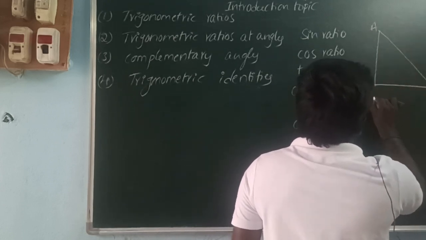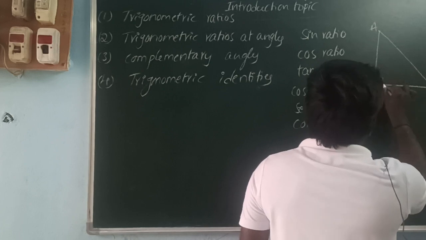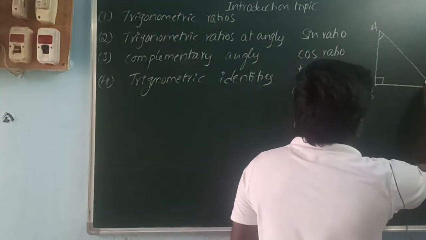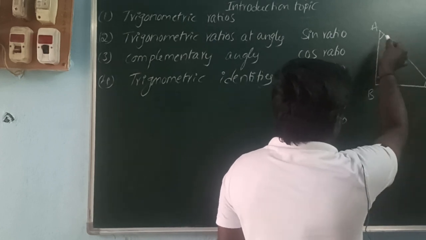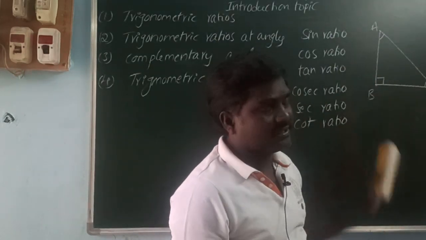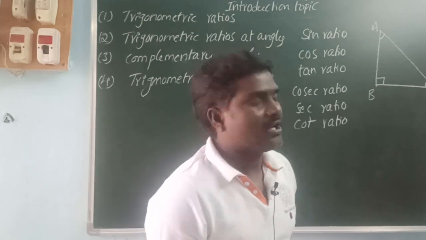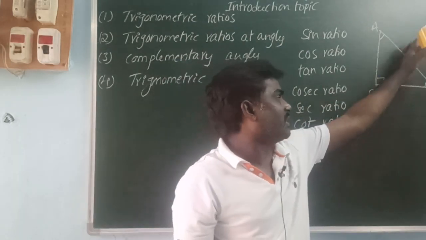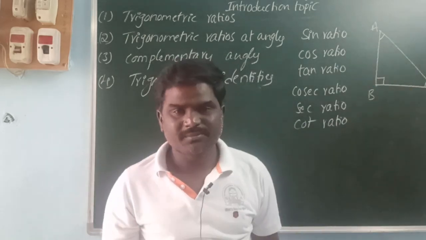A, B, C, let us take. Here the angle is how much? 90 degrees at B. Okay, at A and at C, these two angles, you can take the 6 ratios. So here how many sides are there? 1, 2, 3. These 3 sides have names.